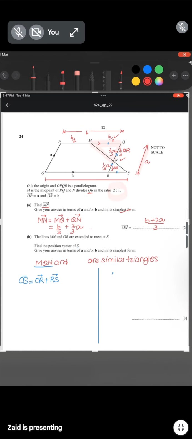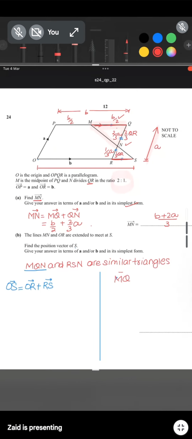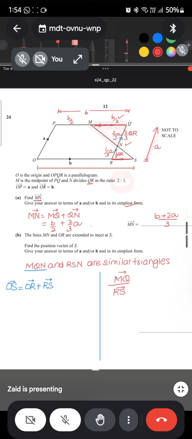mqn, okay, mqn, so this should be rsn or nsr, mqn, rsn. That's good. Okay, ये देखो, there are two triangles which are similar to each other, triangle mqn and triangle nsr. So this side is similar to this side. Make a ratio. mq upon rs is equal to qn upon nr.